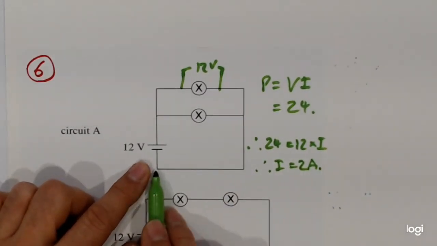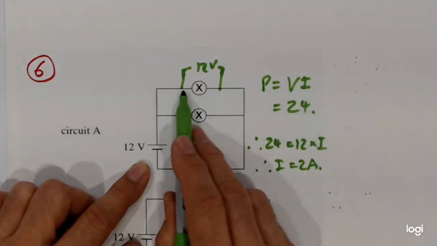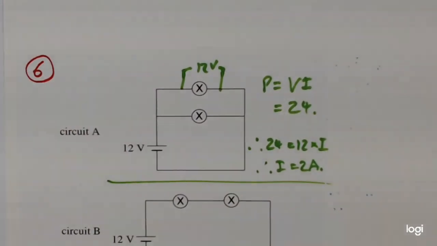So there must be 4 amps coming out of here, right? Because it splits so that these guys get 2 and those guys get 2. All right. That's part A, pretty fast. Part B, calculate the total resistance of the 2 light globes in circuit A.